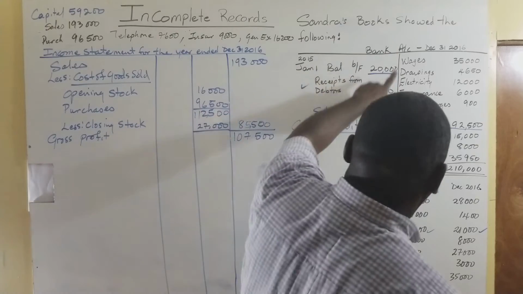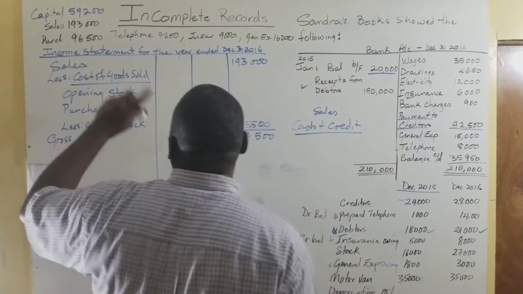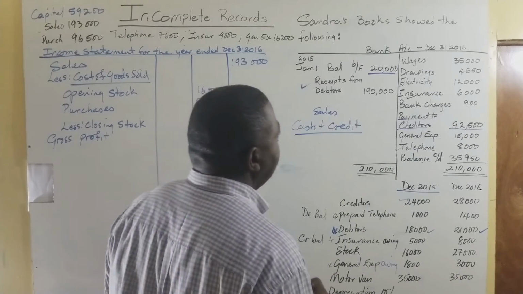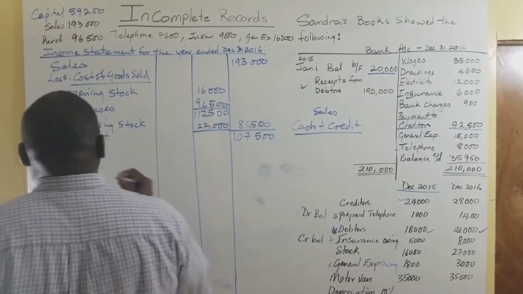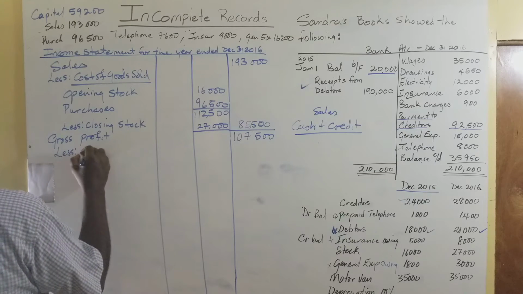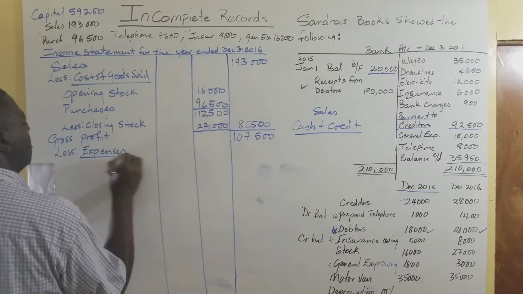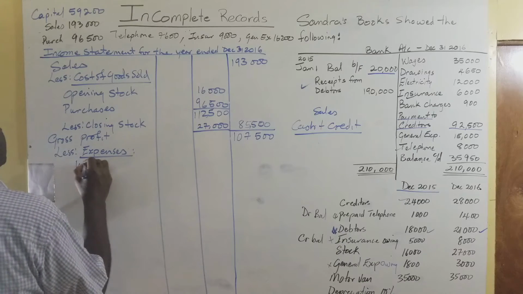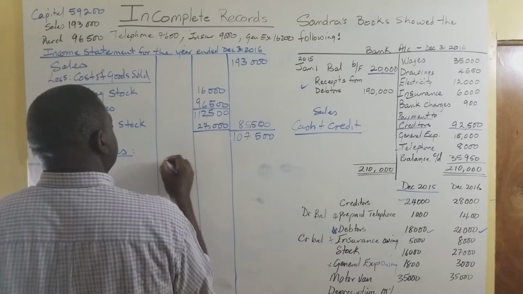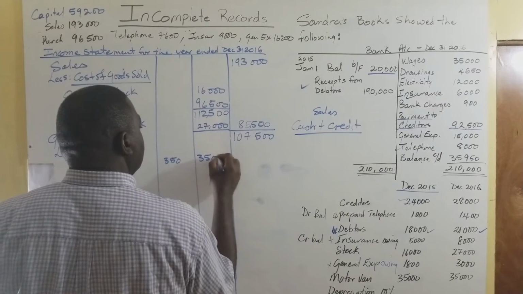From the information presented, we do not have any revenue apart from that which is produced in our regular operation, which is our trading. So we start from the top. We have wages. So we're going to less expenses. So we have wages, and our wages figure is 35,000. I think we can write it here, 35,000.